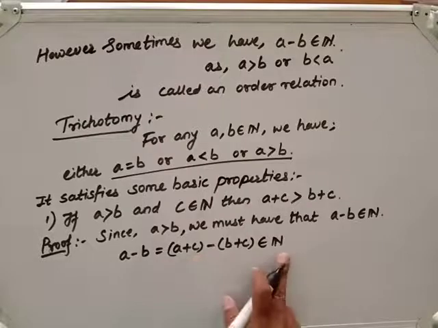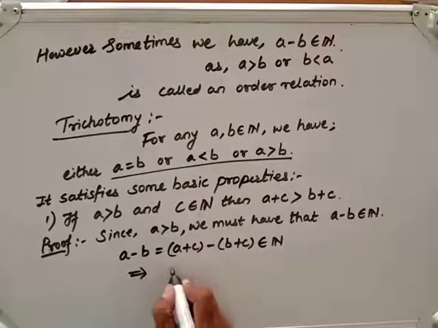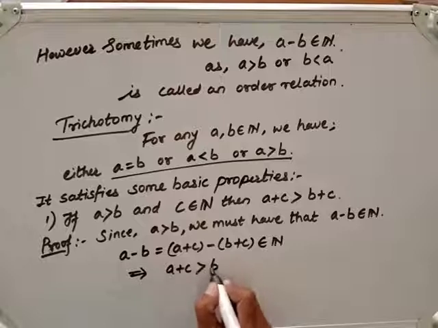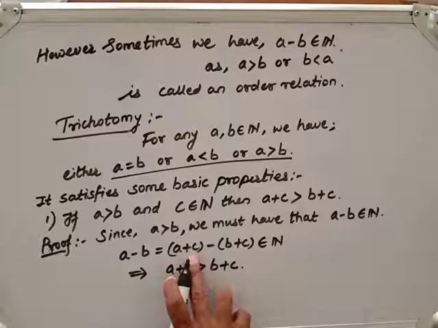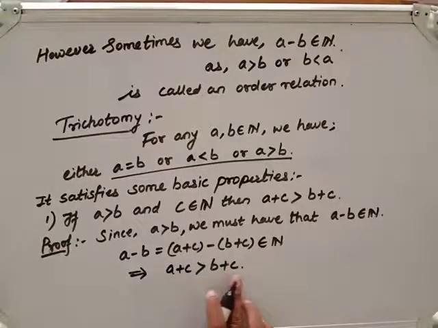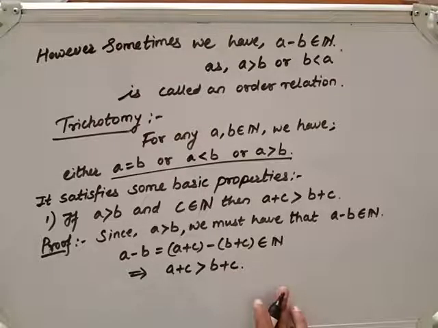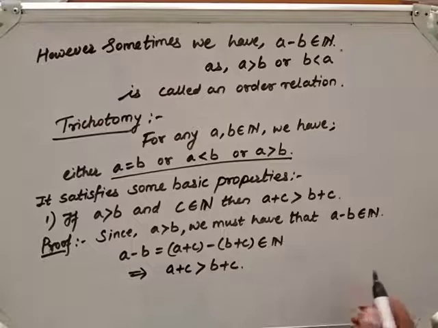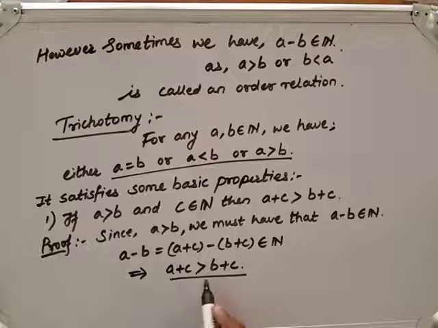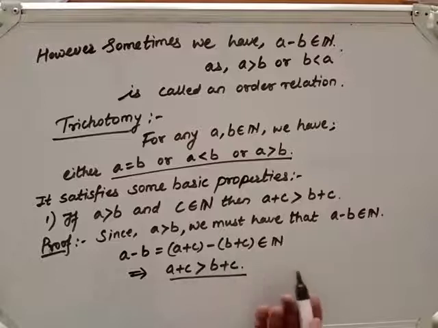As this subtraction belongs to the set of natural numbers, this implies a plus c is also greater than b plus c. But here, as I have taken c with positive and negative sign, I have used c from the set of integers, not from the set of natural numbers. But you know all natural numbers are integers, so this is true here. Fine. Even if this c is negative, the inequality remains the same.